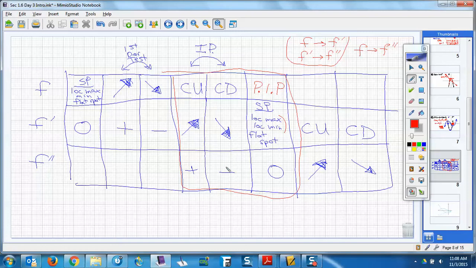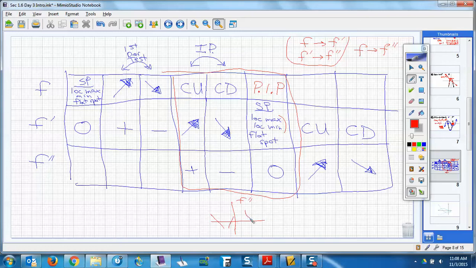So let's talk about F double prime now. Let me put a little graph of F double prime down here. So F double prime positive. What would give us a switch of concavity if we change columns, right? That means we have to change these two columns, correct? So F double prime's got to go positive to negative or negative to positive. So F double prime's got to go down through like that, or it's got to go down through like that.